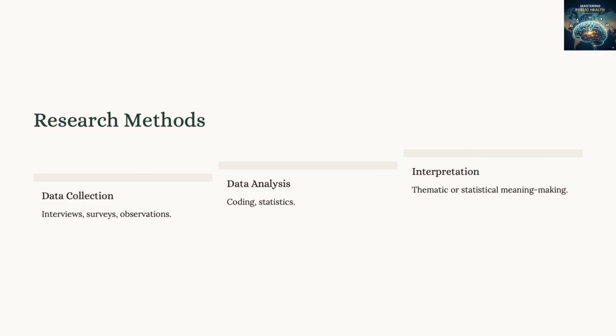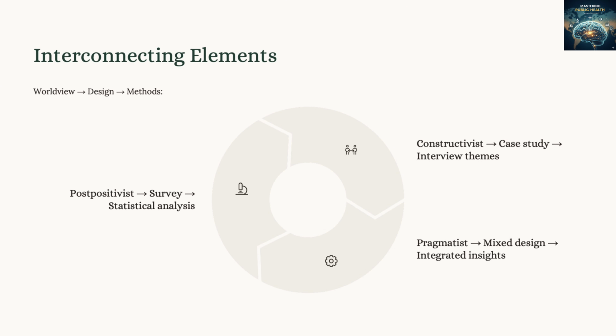Research methods. Research methods refer to the specific steps for collecting data, like interviews, surveys, or observations; analyzing data, such as coding for themes or using statistics; and interpreting results, or tying data back to the research questions or theory. Methods vary depending on your approach and design.